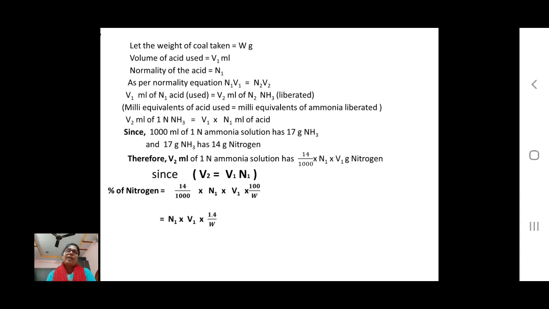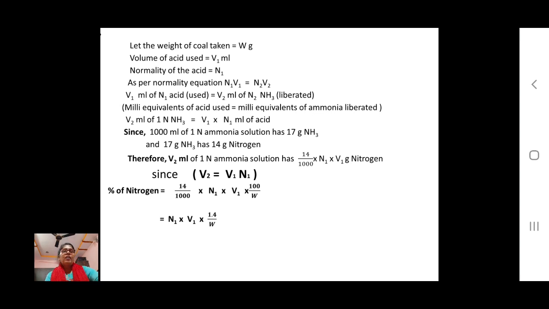Now again, we have to convert into the form of percentage. So percentage of nitrogen is equal to 14 divided by 1000 multiplied by N1 multiplied by V1 multiplied by 100, divided by the weight of the coal taken. On solving 14, 1000 and 100, we get 1.4. So percentage of nitrogen is equal to N1 V1 into 1.4 divided by W, that is the weight of the coal taken.